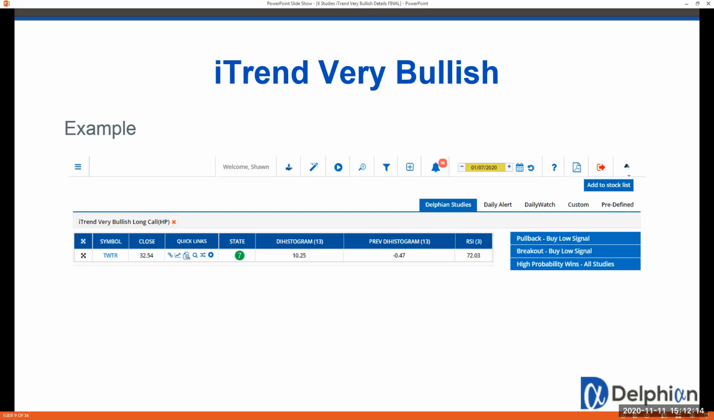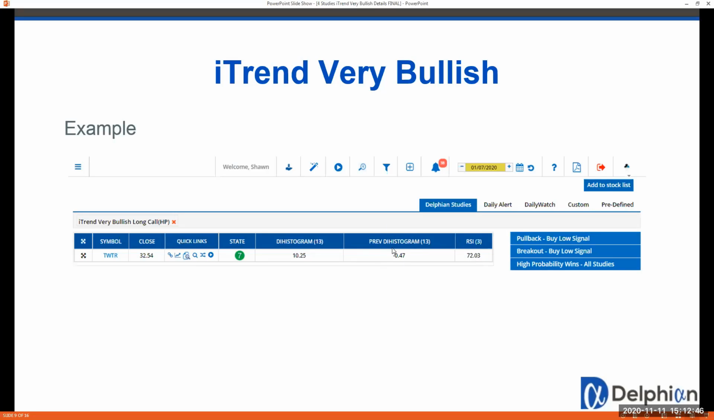If I look at an example of that Twitter stock, on 1/7, Twitter came up as the iTrend Very Bullish Delphian study under high probabilities. Again, we could do various things, like run a back test or look at a chart. Here we can verify the numbers. You can see the DI histogram 13-day above 10, 10.25. And then we can also see that the RSI 3-day is between the 70 and 85.